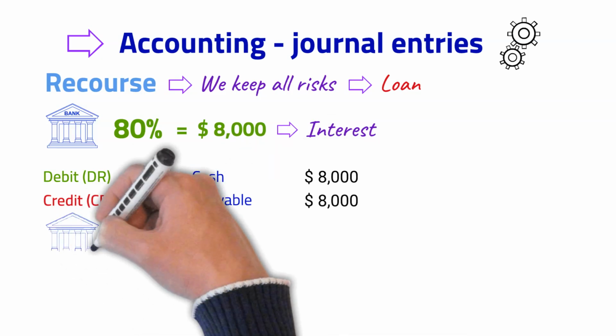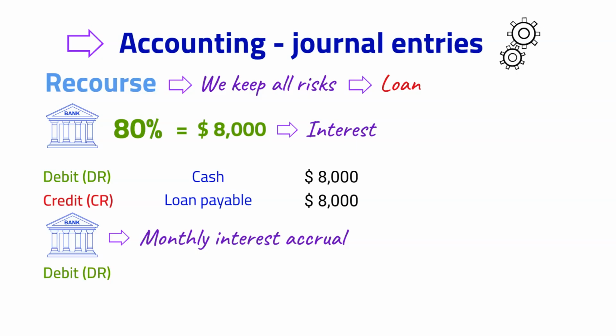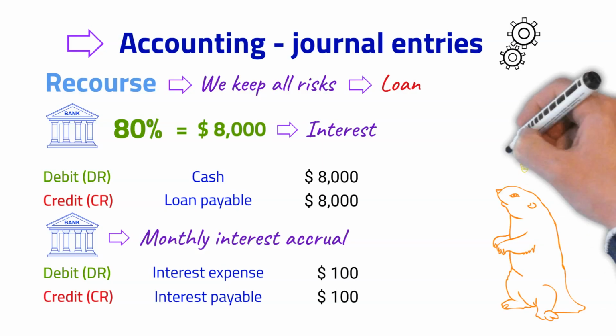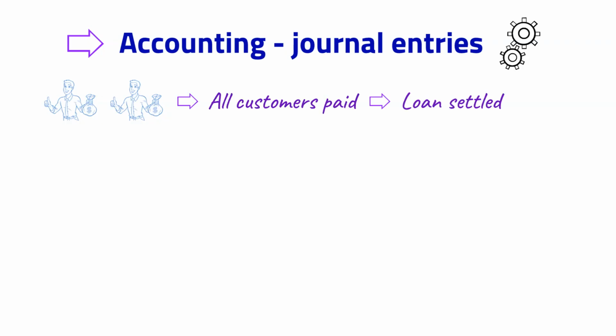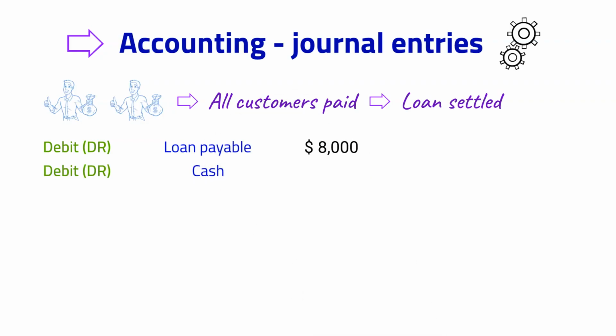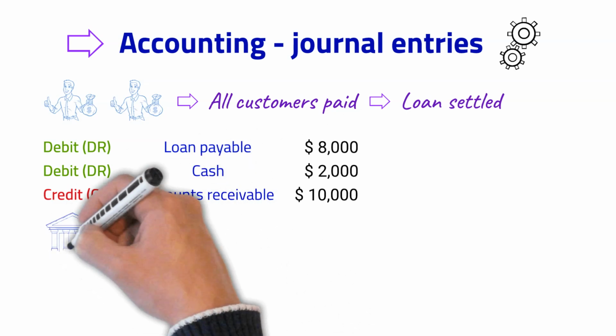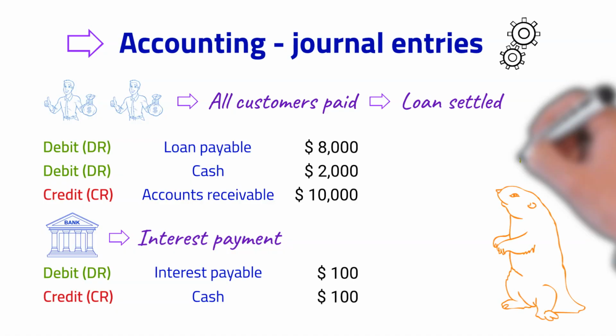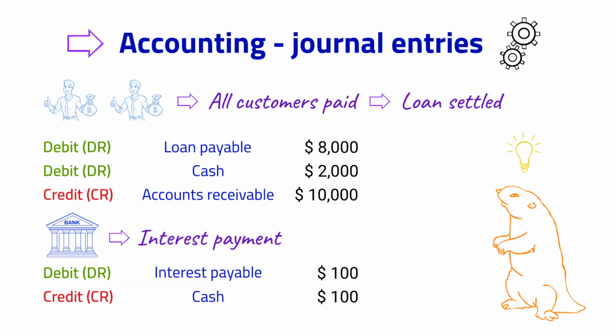Each month we accrue the factor's interest, let's say $100. Debit interest expense $100, credit interest payable $100. When the customer pays the factor, we record it the following way. Debit loan payable $8,000, we settled our obligation to the factor. Debit cash $2,000, the factor pays us the rest of $10,000. Credit accounts receivable $10,000. And yes, we need to pay interest. Debit interest payable $100, credit cash $100. Alternatively, the factor could have paid us not $2,000, but the net amount excluding the interest fee, $1,900.